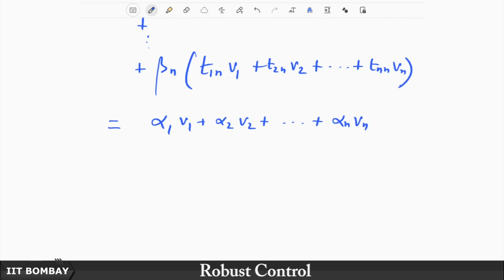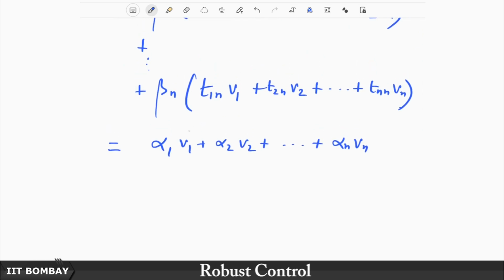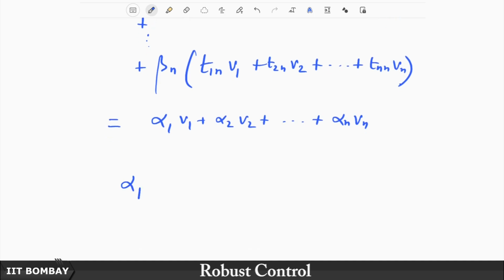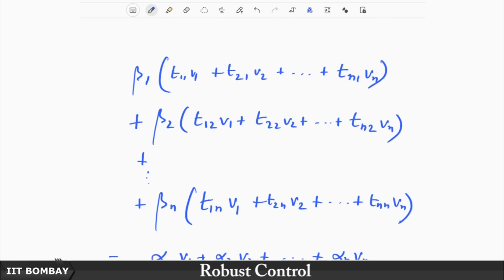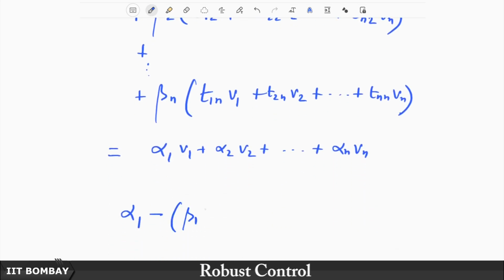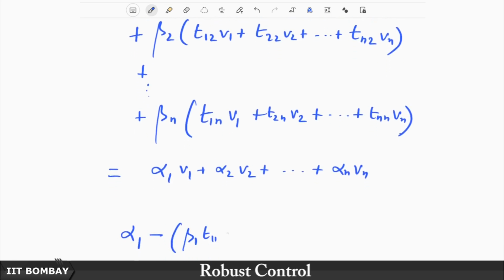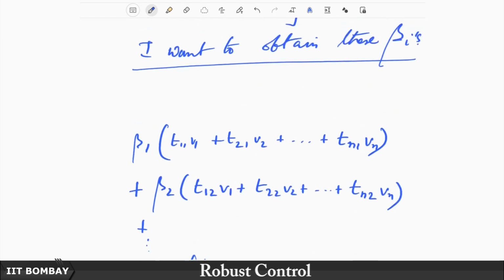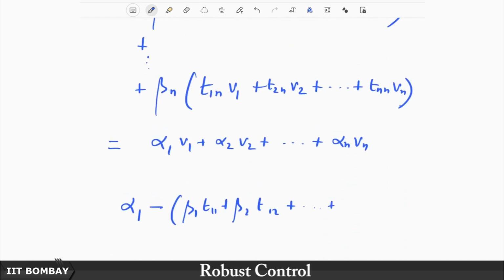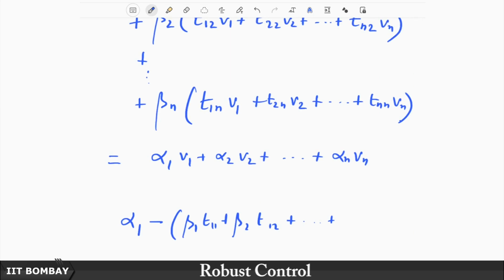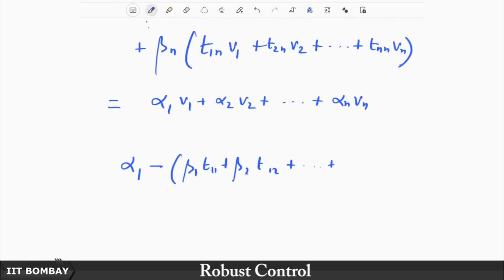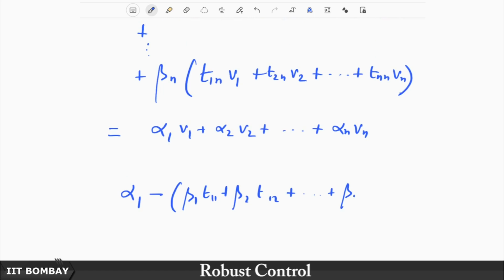Now, if I equate the coefficients on either side, I will have alpha 1 minus beta 1 T11 plus beta 2 T12 plus dot dot dot till. If I push everything to one side, this is something we have already done: the set V1 through Vn is linearly independent, therefore each of the coefficients of V1, V2, V3 and so on will be equal to 0. So, I have alpha 1 minus this till beta n T1n is equal to 0.